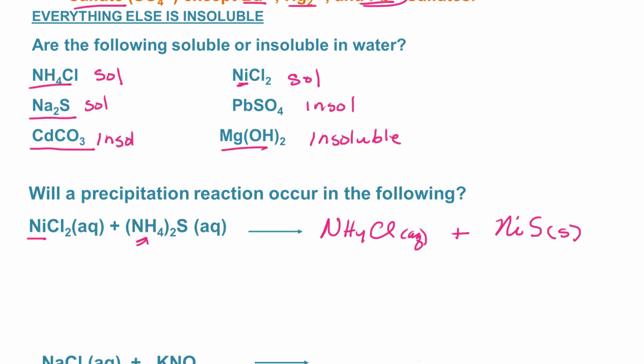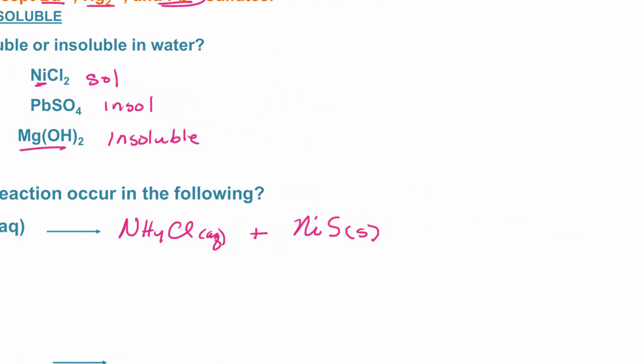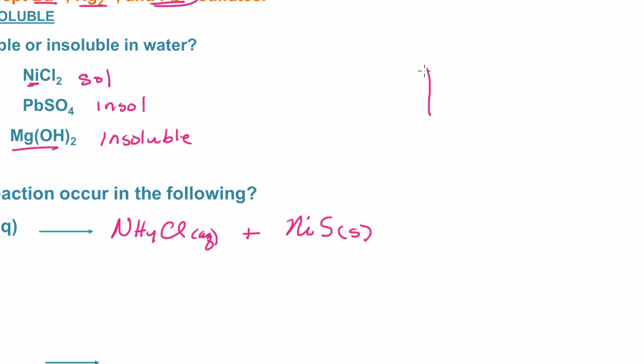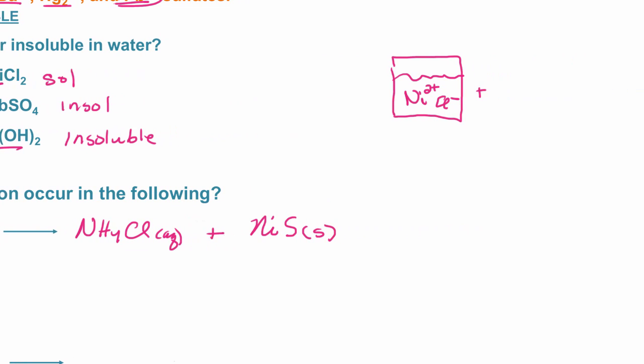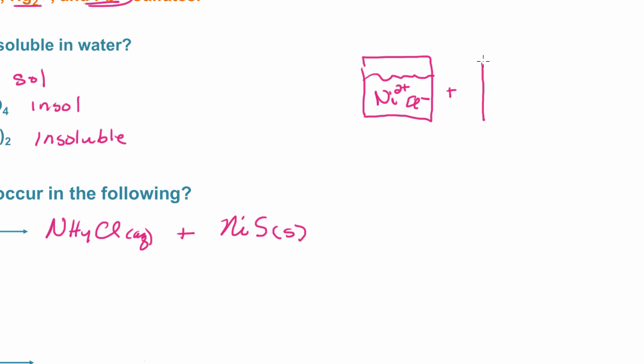Let me show you what's happening in solution. So we have the nickel chloride and the ammonium sulfide. So here is the nickel chloride. These are aqueous. So what we have is, remember, ionic compounds will dissociate. So we have chloride ions and nickel ions. And then we have the ammonium sulfide. Again, ammonium sulfide is soluble. So what we have is ammonium ions and sulfide ions. Okay? Now, when we mix these together, here's what we get.